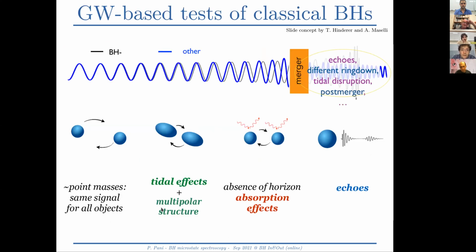So I will focus on gravitational wave based tests of classical black holes. And the picture you can have in mind is that of the standard coalescence: inspiral, merger, ringdown. At each of these stages, and in all of them essentially, there might be differences depending on whether there is a classical horizon or not. For example, there can be tidal effects in the inspiral that deform the object, or the multipolar structure can be different. There can be absorption by the horizon itself during the inspiral. The merger can be very different, the ringdown as well, and there can be post-ringdown features, for example, echoes in the waveform, and I will focus mostly on the post-merger phase.